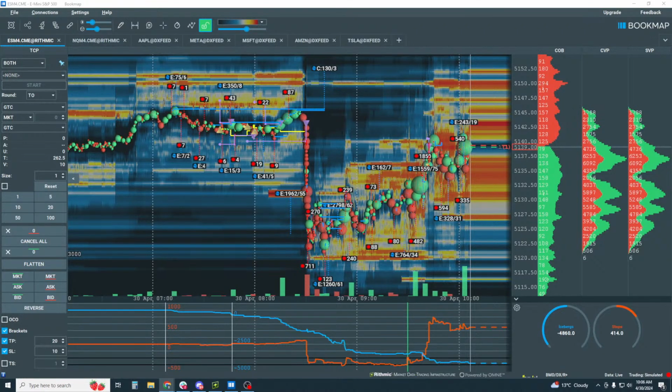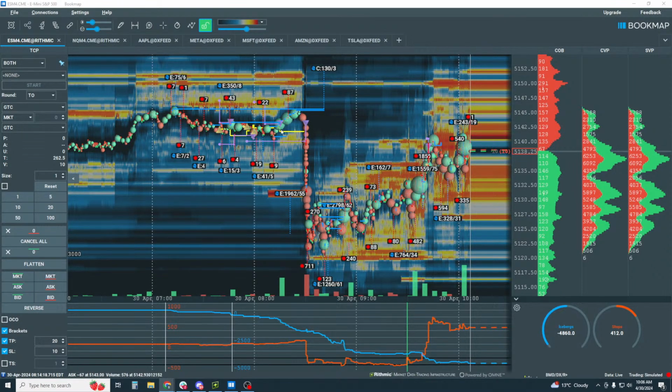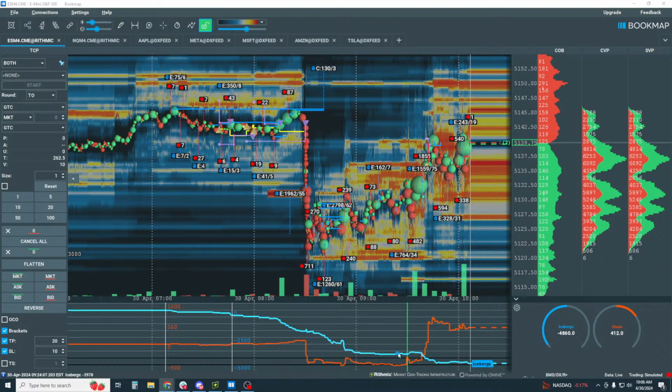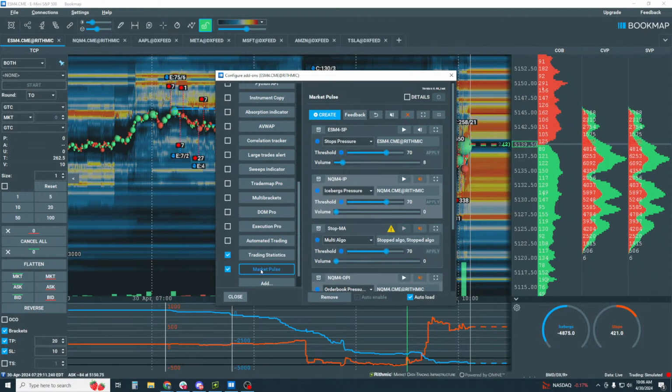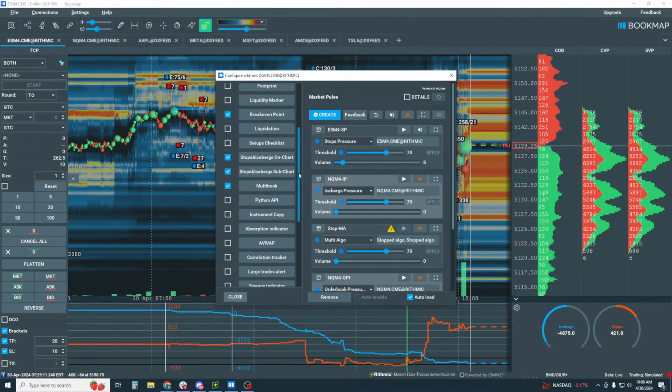So here we had our data from earlier this morning. We had the consumer confidence, and you can see that not so confident from the knee-jerk reaction here to the downside. I'm going to take the stops and icebergs off the chart. We do have it in the sub chart here, and a lot of people are getting stopped out right now. I want to take it off the chart so we can look in a little more detail.